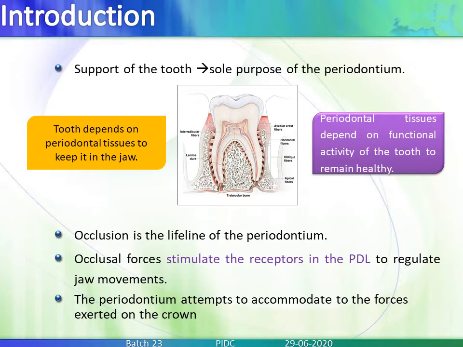So as you all know, occlusion is the lifeline of the periodontium. Occlusal forces stimulate the receptors in the periodontal ligament to regulate the jaw movements. The periodontium attempts to accommodate to the forces exerted on it according to whether it is going to be a strong force or a weak force.